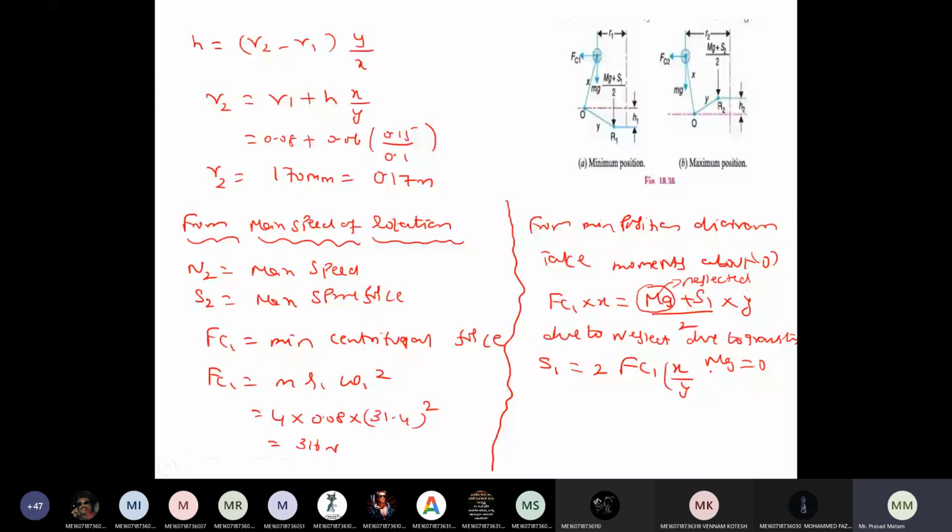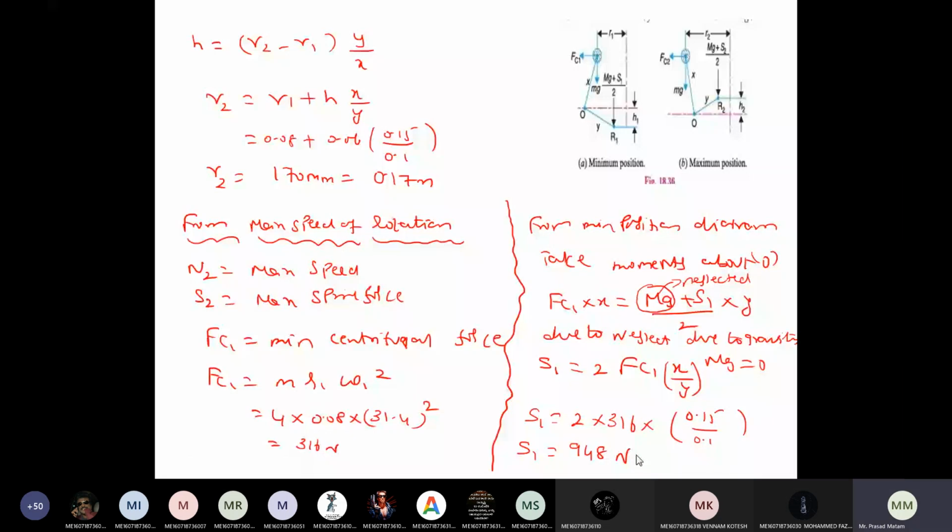So from this, what is FC1? We are getting 316 Newton into x by y. That is 0.15 by 0.1. From this, what is the S1 minimum spring force we are getting? Can anyone answer? Use the calculators. So by time limit, I am solving on my own. It comes as 948 newtons. So S1 we got. Similarly, let us try to find the other values.